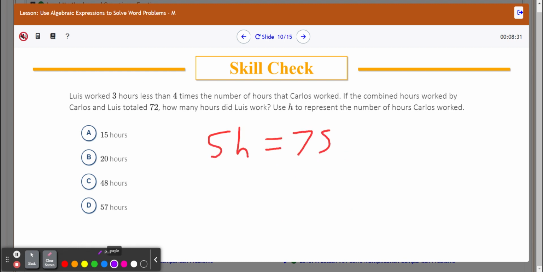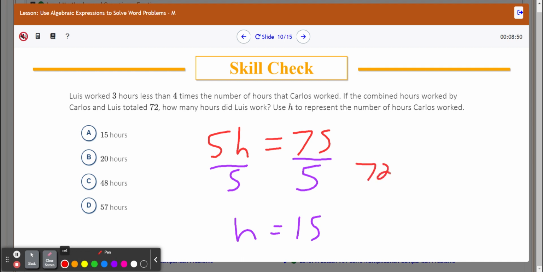And I'm going to divide both sides by 5. So that tells me that Carlos worked 15 hours, because H equals 15. Then I take my 72, because that's the total, and I subtract 15, because that's Carlos. So what does that leave me? Louis worked 57 hours.